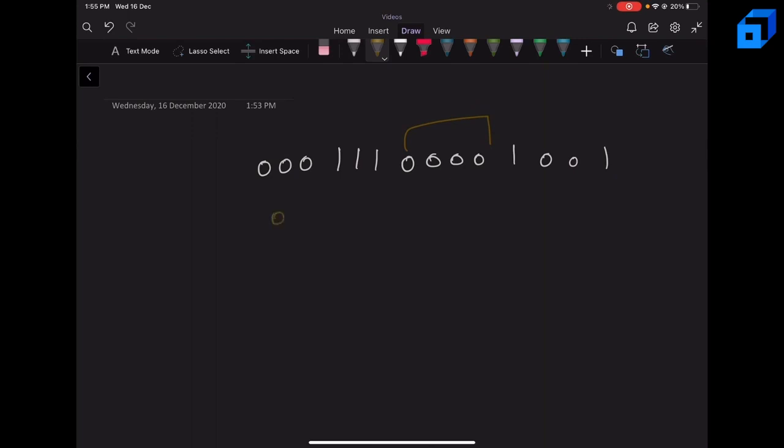So for example, here we have zeros, and there are 3 zeros. Then we have ones, and there are 3 ones. Then we have zeros, and we have 4 zeros. Then we have a 1, we only have one 1. Then we have zeros, 2 zeros. Then we have a 1.